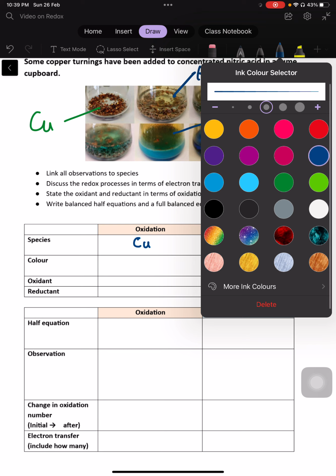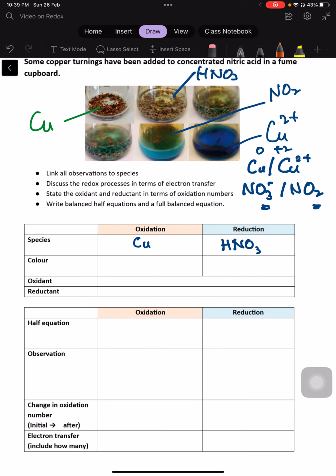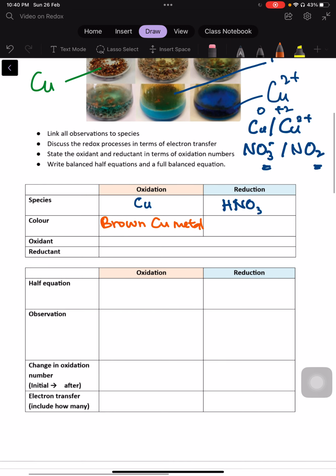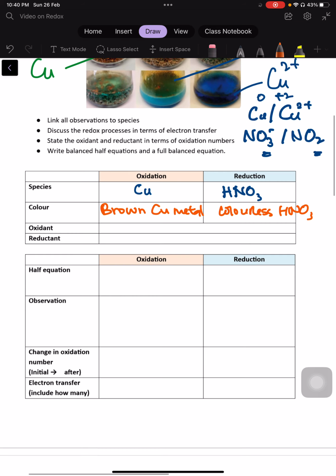Color to start with for copper: we have copper turnings, which is brown copper metal. And for nitric acid, that's colorless, HNO3. The substance that undergoes reduction would be the oxidant, and vice versa, the species which is a reductant undergoes oxidation.